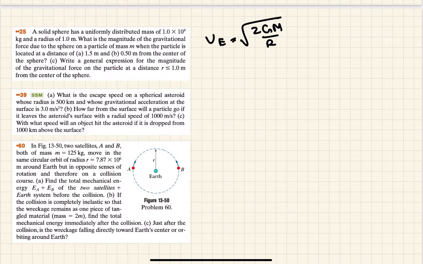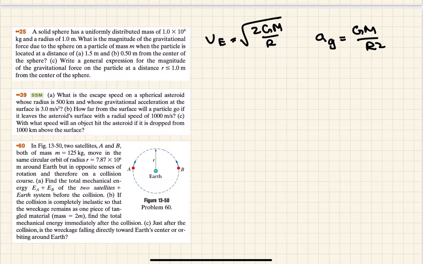And so what can you do with that? What you can probably do is just plug stuff in. Radius is 500 kilometers, and gravitational acceleration is 3.0 meters per second squared. So we could just solve for mass from there, or we can say that acceleration due to gravity is just going to be equal to GM over r squared, because it's just the force divided by mass.